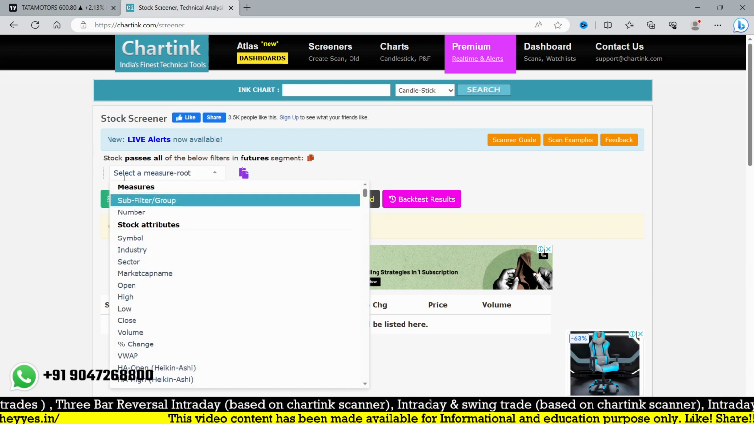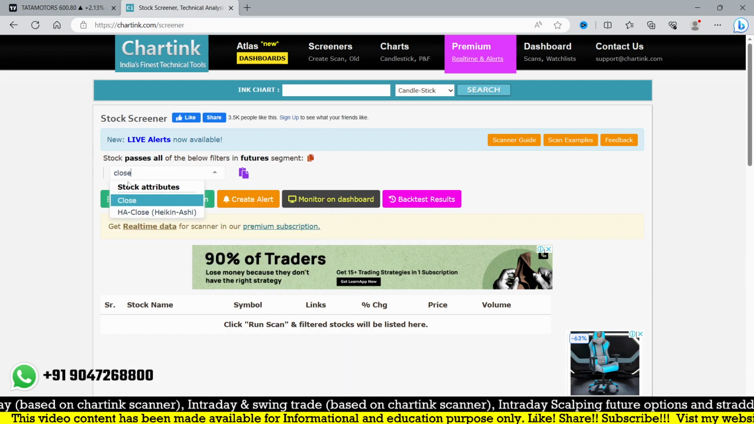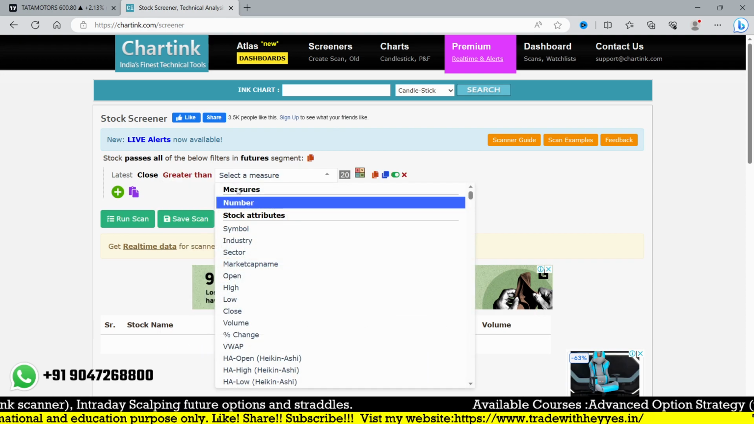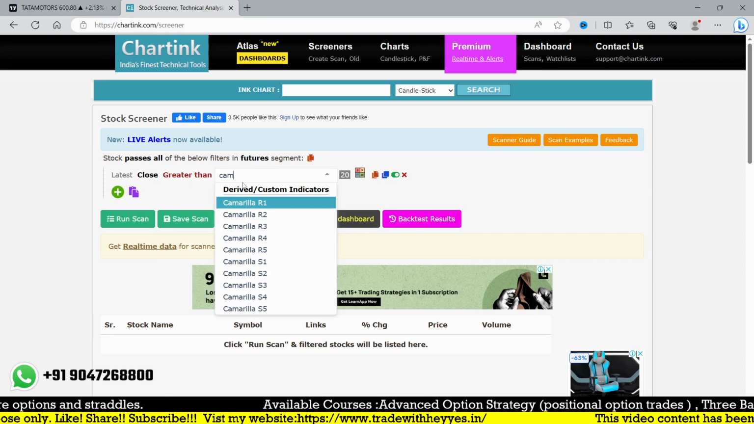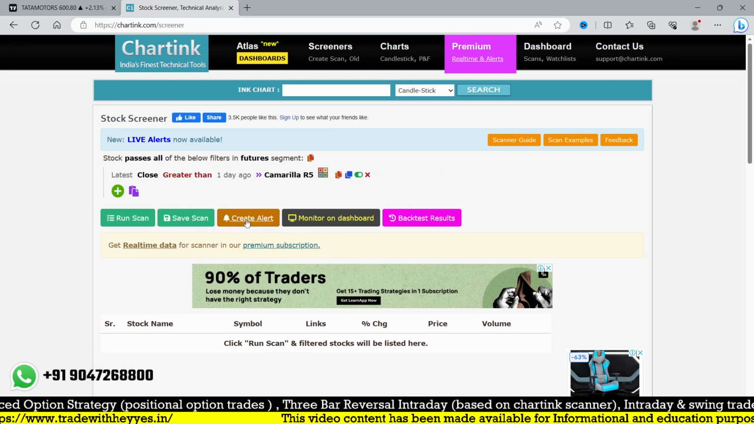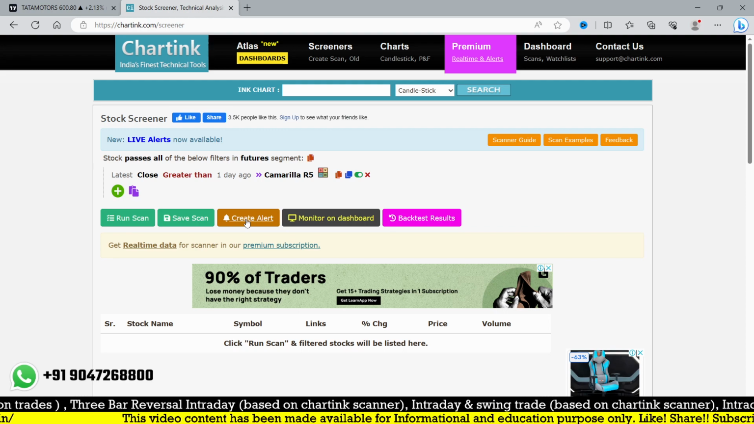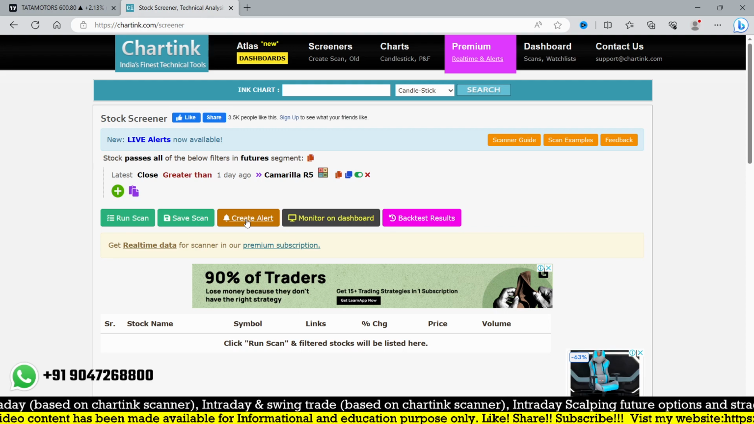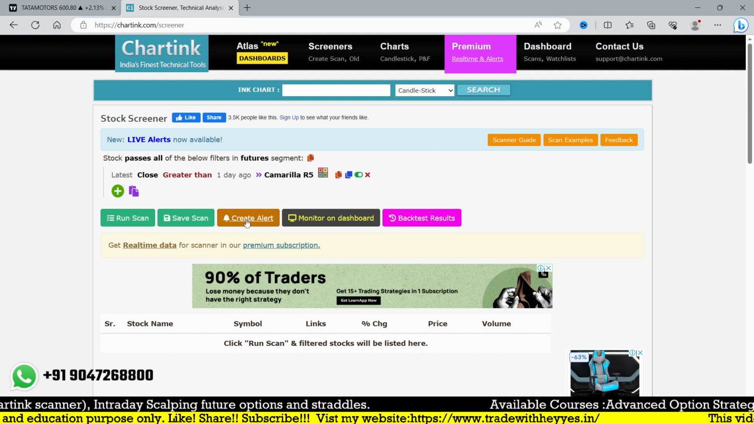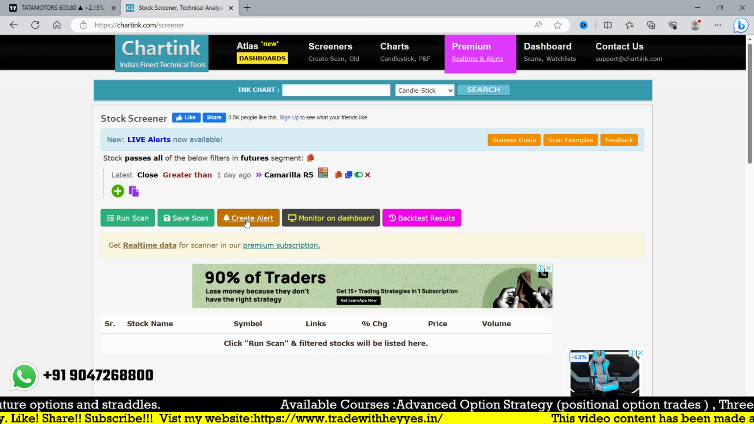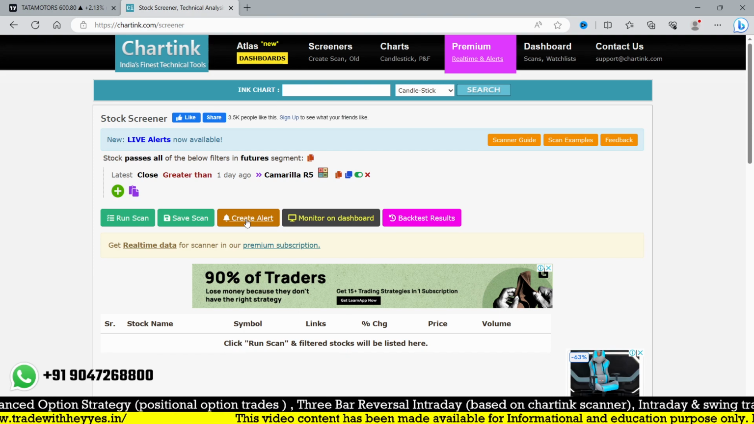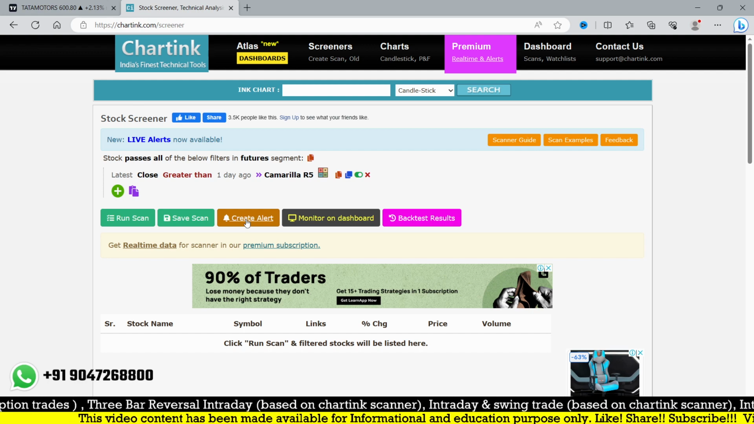I'm adding the latest close and simply finding out which stocks are greater than the H5 today, Camarilla resistance 5 or H5, with 1 day ago. Someone was asking why I am using 1 day ago. If you use today, that is tomorrow's Camarilla level, which will be updated for tomorrow. This calculation is based on the previous day's open, high, low, close, from which we get the next day's Camarilla level. Like CPR, it's possible to plot next day's levels.